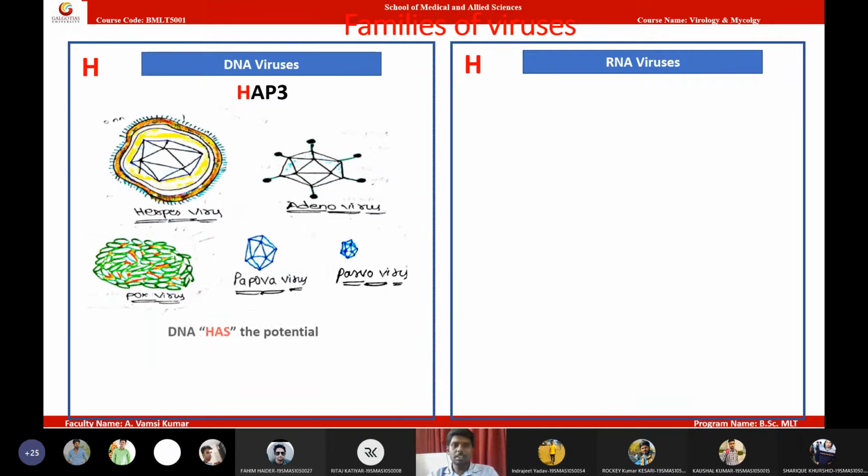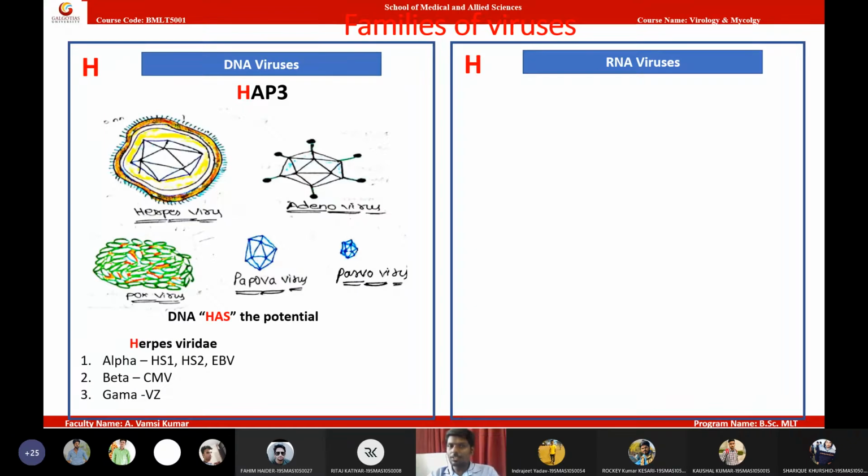Then the species of DNA viruses. The first one is Herpesviridae. Herpesviruses include alpha, beta, and gamma. Alpha viruses are herpes simplex 1, herpes simplex 2, and Epstein-Barr virus, whereas beta is cytomegalovirus, and gamma is varicella zoster. Then A for adenovirus, S for smallpox, and we have a serial killer, which is hepatitis B virus. Hepatitis B is a DNA virus, whereas hepatitis A and C are RNA viruses.